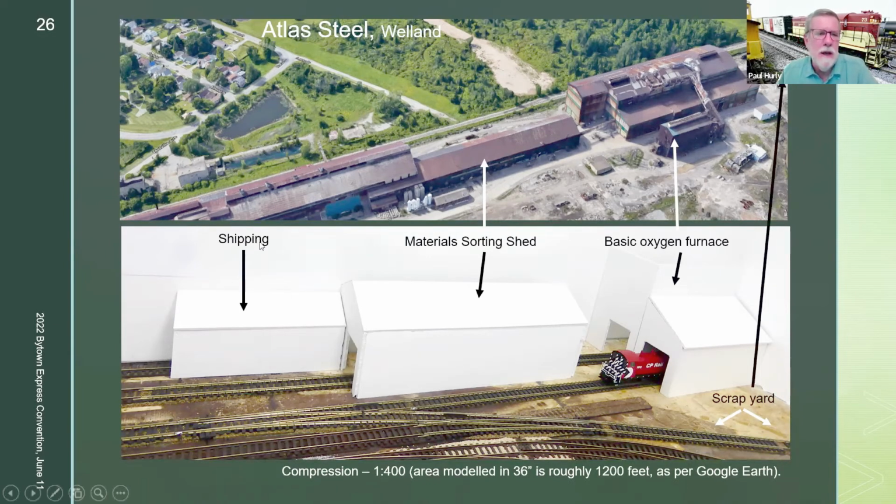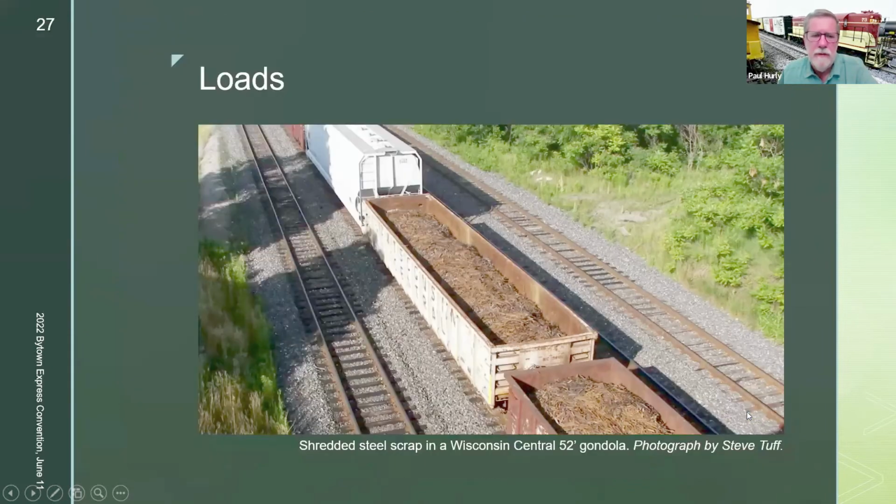The shipping shed appears probably close to a third to a half of a kilometer away from the basic oxygen furnace, but was a component I knew I needed to have. The material sorting shed works hand in glove with the basic oxygen furnace, and the scrapyard in the real world extends for probably another quarter kilometer easy to the north of the furnace, but because of limited real estate, I'll just have it located adjacent.